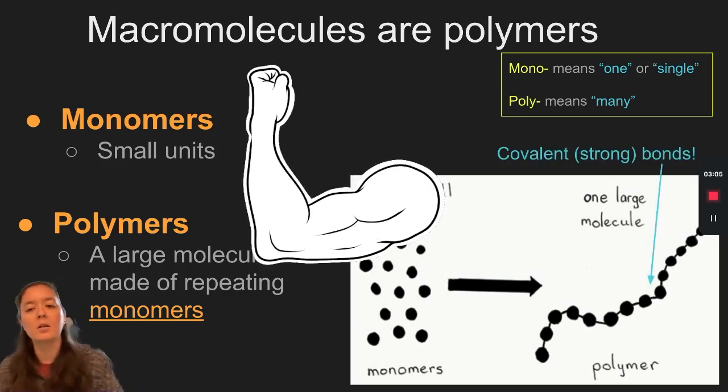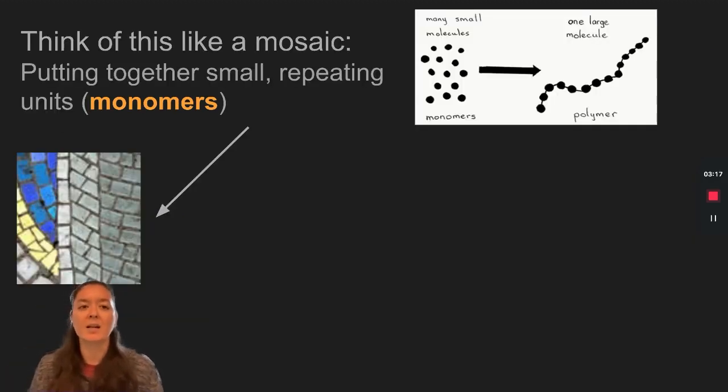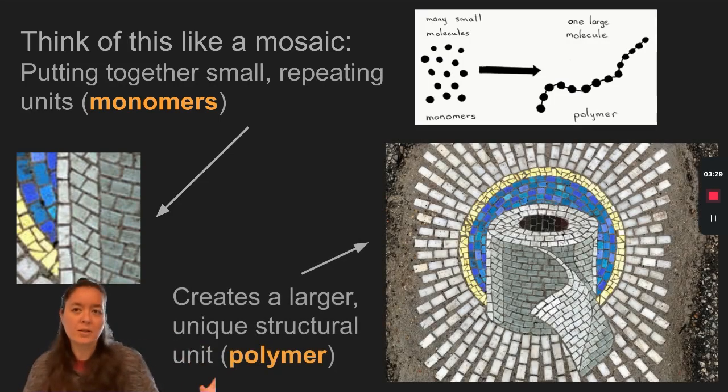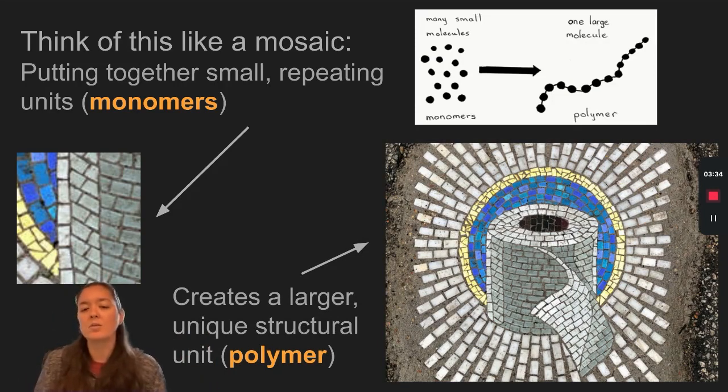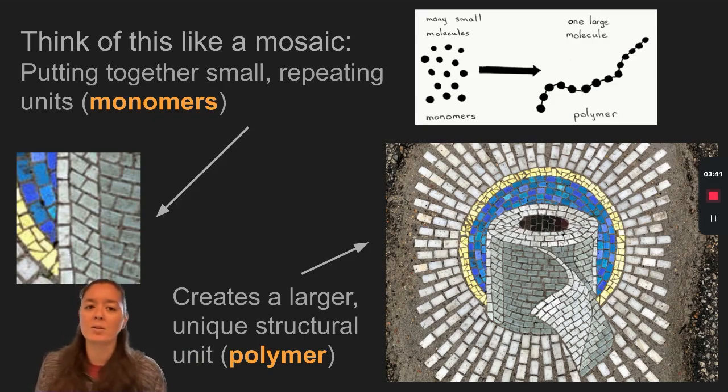Really strong bonds are formed between these monomers to make sure our polymers are going to be able to stay together in their large molecule. Another great way to think about it is like a mosaic. We put together all these little small pieces that repeat over and over and over again. Those are our monomers. And once we put enough pieces together, we get a larger picture, in the case of a mosaic, or a larger molecule called a polymer. So all those little tiny pieces work together to create one larger thing, in this case, a larger molecule or a macromolecule, polymers.